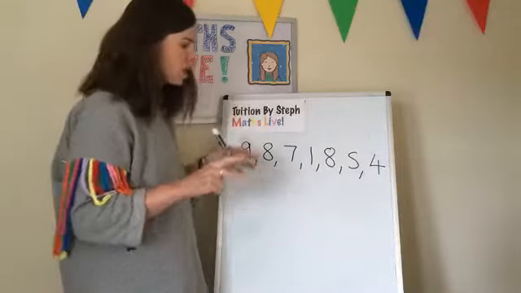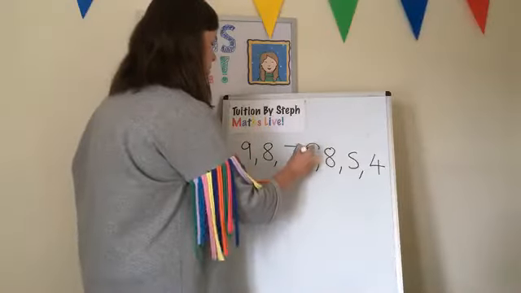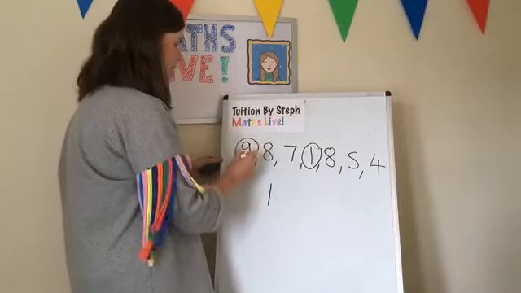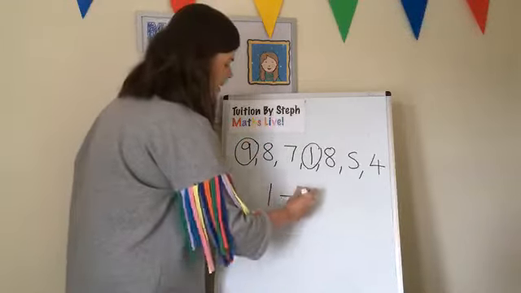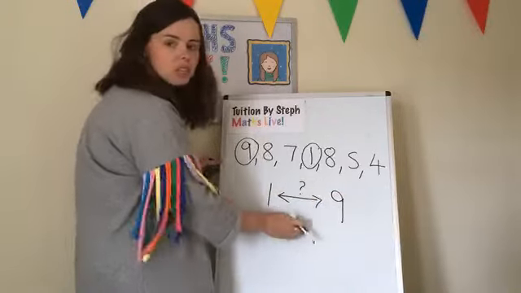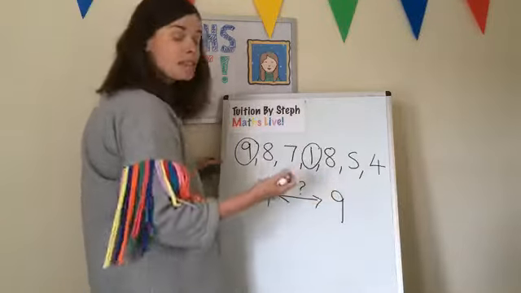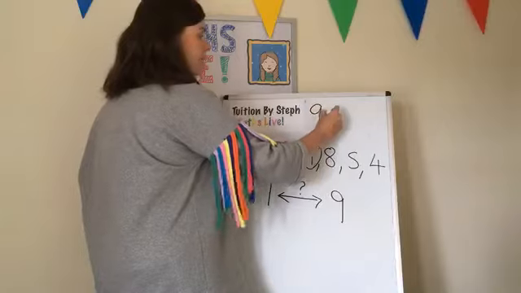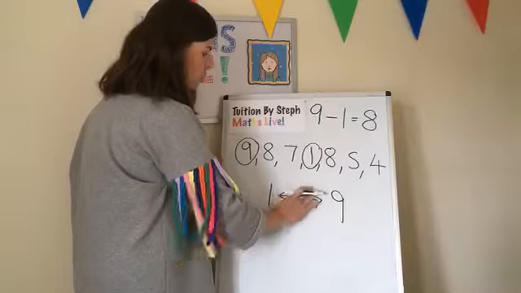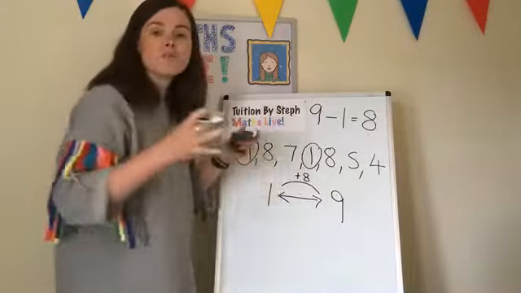Right, the range. So I need to find the smallest number and the biggest number. So there's the smallest number, 1. And there's the biggest number, 9. Now, range is basically what is the gap between these two numbers. The easiest way to do that is to take them away. So you do 9 take away 1, which is 8. And you can see that the jump from 1 to 9 is 8. So that is the range.